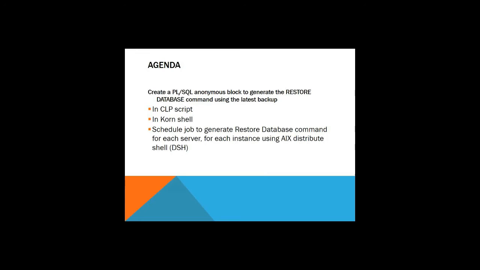If you're familiar with Unix, you're probably familiar with the here document, so we'll talk about that. Then, it sounds like a big task, but let's take a look at scheduling a job to generate a restore database command for each server for each instance using AIX distributed shell, which is DSH. But of course that is a little bit of a major work. So I'm just going to show the results of having something like that, and hopefully motivate you to take a look at how you might be able to automate and simplify your routine DBA tasks and be prepared for events like accidentally deleting table spaces.